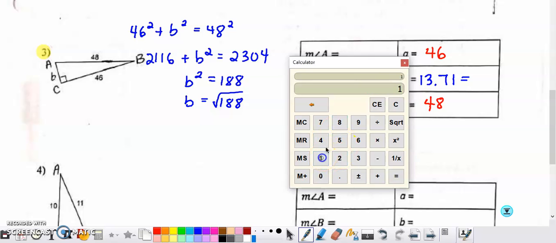So let's test out a few things. Is 188 divisible by, I don't know, 16? Nope. Is it divisible by 9? Nope. 188 divisible by 4. All right, let's go with that. So if it's divisible by 4 and leaves you with 47, which is prime, your final answer is going to be 2 root 47.